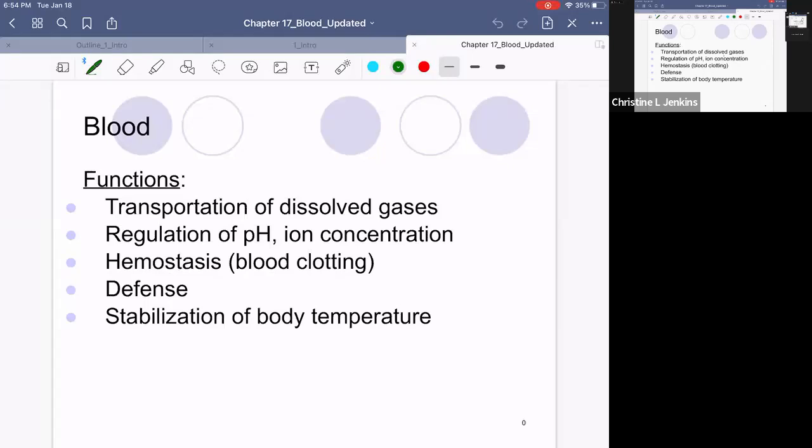Not only are we transporting things to the cells, isn't the blood also responsible for transporting things from the cells back to the heart? Like waste products that the body's going to have to get rid of somehow? What sort of things get transported back towards the heart? Carbon dioxide, what else? This one's harder. What else do we transport back to the heart to send somewhere else for disposal? Carbon dioxide, we send to the lungs, we breathe out. What else?